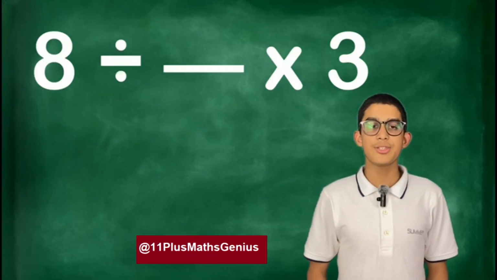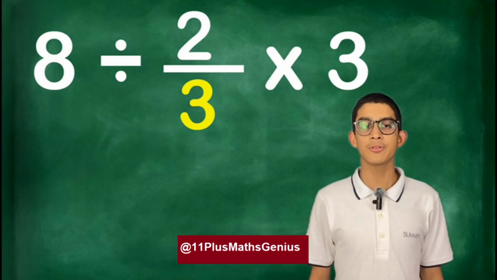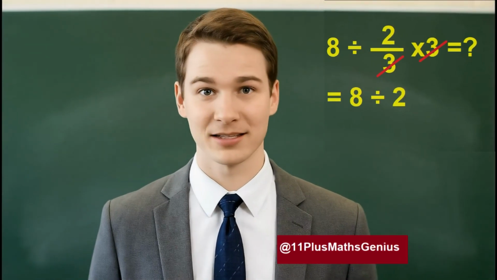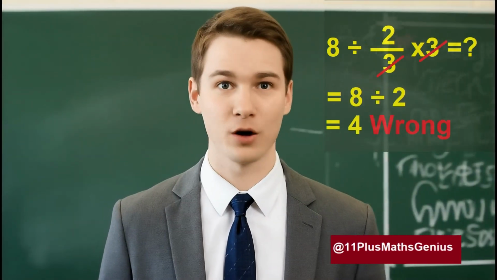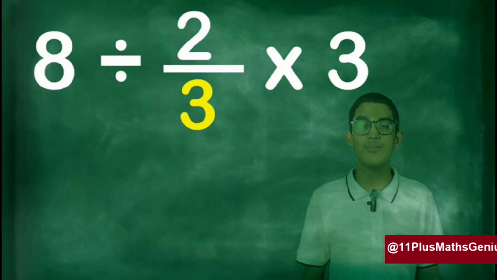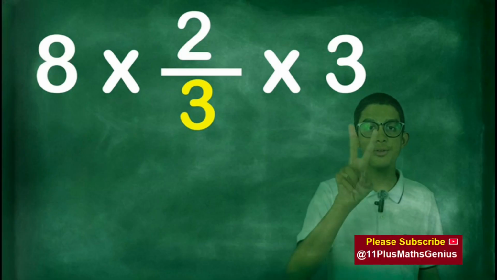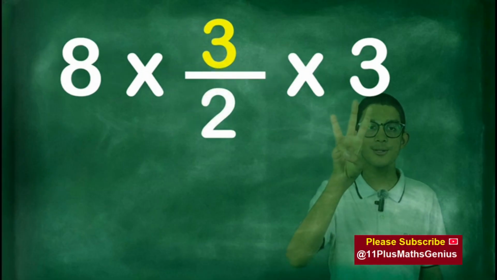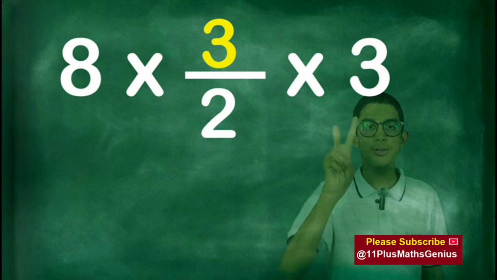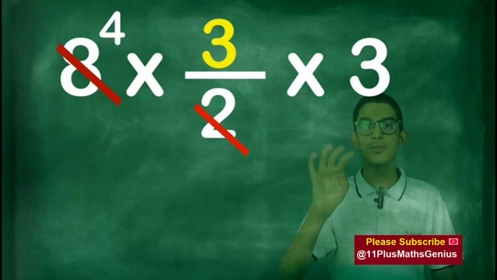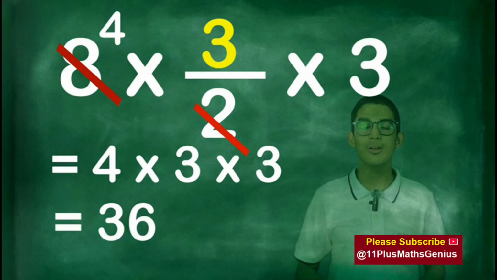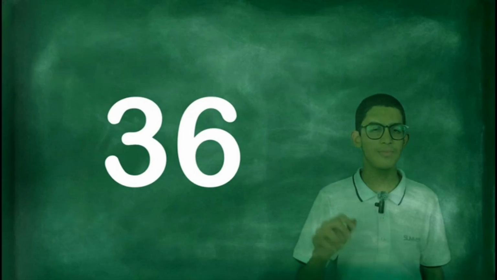Example: 8 divided by 2/3 multiplied by 3. If you cross out 3 and 3 and then divide 8 by 2, the answer is 4, which is wrong. Let's change the division sign and put 2 as the denominator and 3 as the numerator. Now, 2 times 4 is 8 and 4 times 3 times 3 is 36. So the answer is 36, not 4.